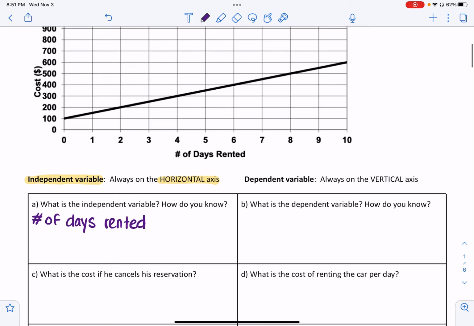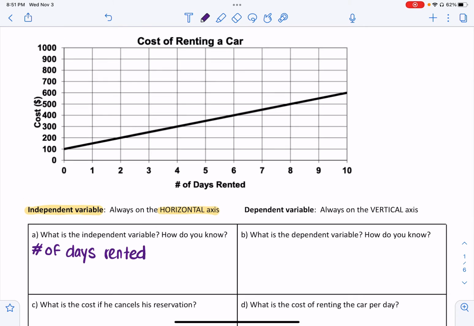Now, sometimes we don't have a graph or we have to create the graph. So we want to think about what our independent variable is. So if I think about the situation, the cost depends on how many days I have the car for, right? The longer I have the car, the more it costs. So that cost depends on how long I've rented the car for. So that means that the length of the rental or the number of days rented is my independent variable.